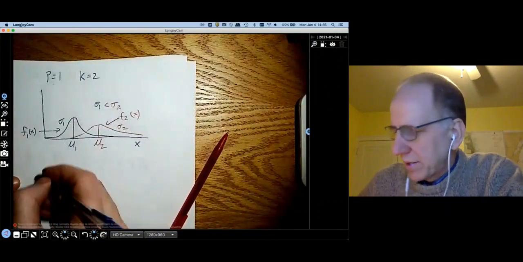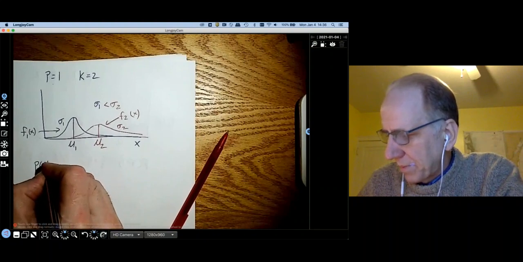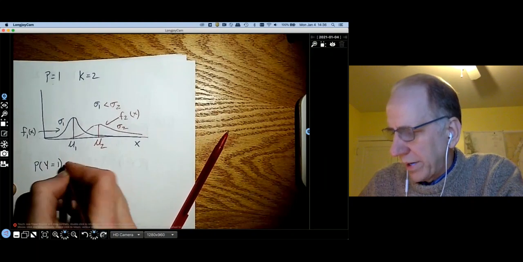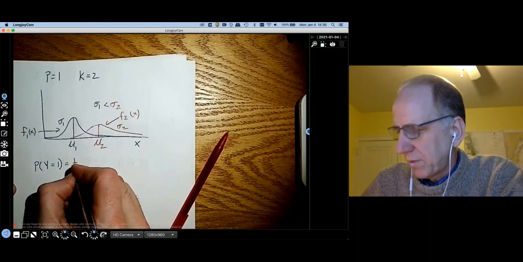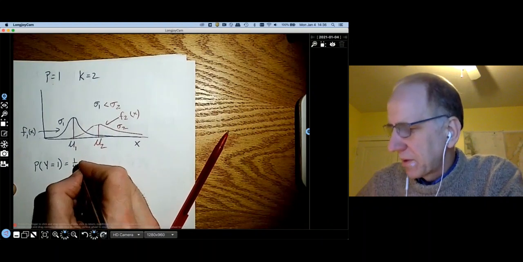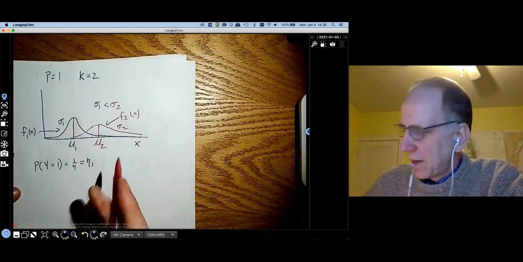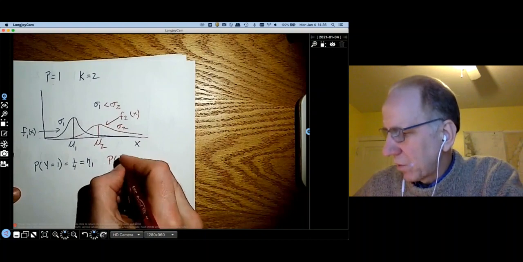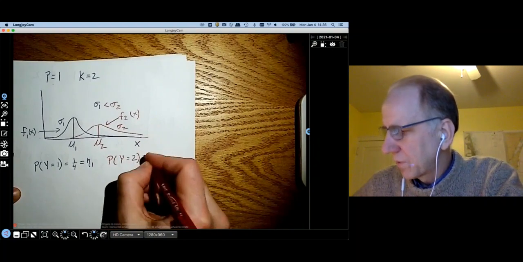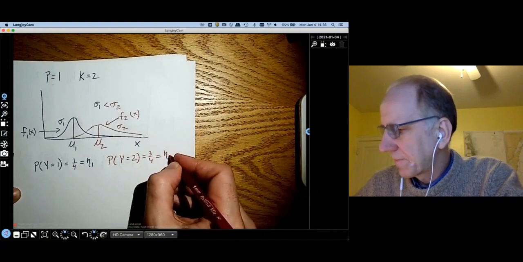There's also a prior distribution. Let's say that the probability that y is equal to 1 is, say, a fourth, something like what we had with Old Faithful. The symbol for this is going to be eta 1. Then the probability that y is equal to 2 would be 3/4. We're going to denote that by eta 2.